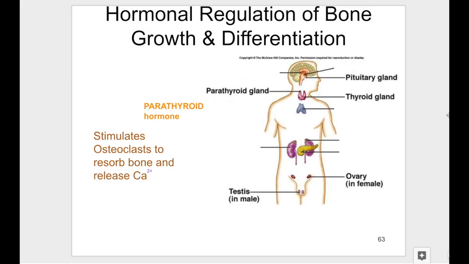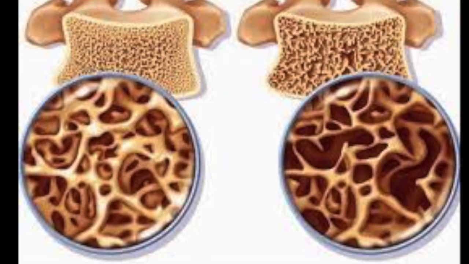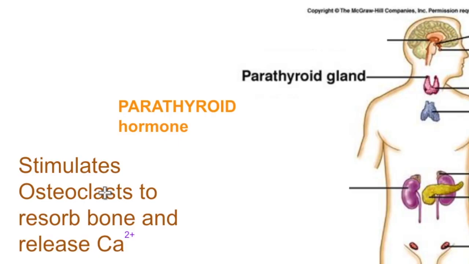Now, when our calcium levels in our blood reach a critically low level, our parathyroid gland, which is located just outside the thyroid gland, will secrete this hormone known as parathyroid hormone. Pretty easy to remember, right? Now, the parathyroid hormone's job will be to stimulate the osteoclasts to resorb that bone and release that calcium back into the blood, with the negative effect of having much thinner or more brittle bones. This can become very dangerous if you do not have enough calcium in your body.